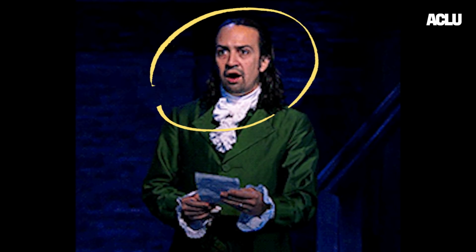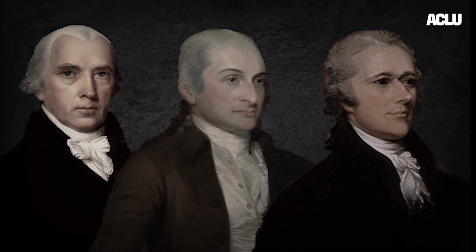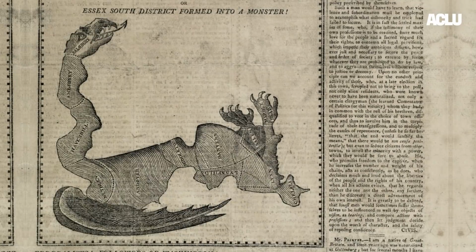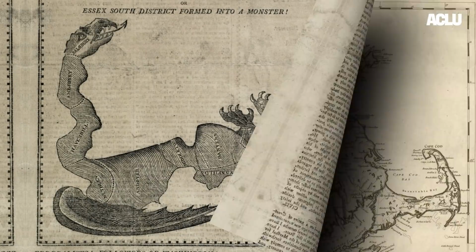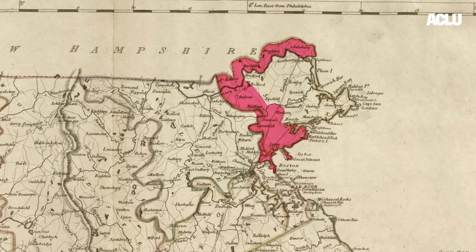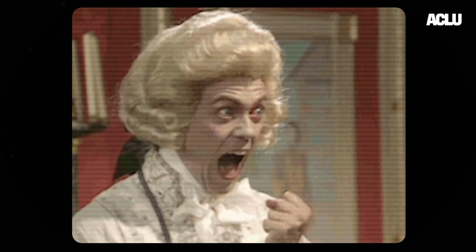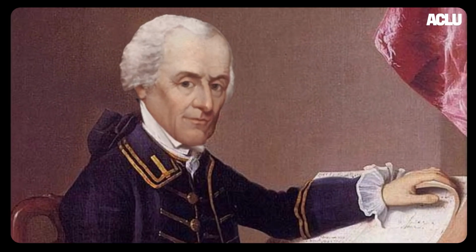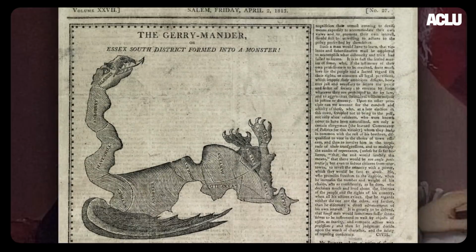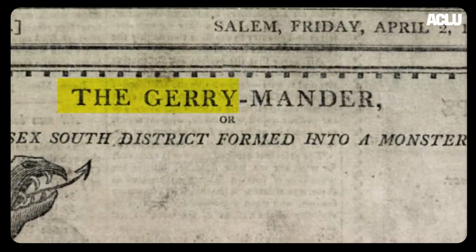In response, the Federalists, rivals of the Jeffersonians, attacked the absurdity of these new district lines with a political cartoon in the Boston Gazette. They pointed out that the new district looked a lot like, and here's where we come back to it, they said it looked like a monstrous salamander. So to mock Elbridge Gerry for signing the absurd and manipulative legislation that created the salamander district, they gave the creature a new name, the Gerrymander.